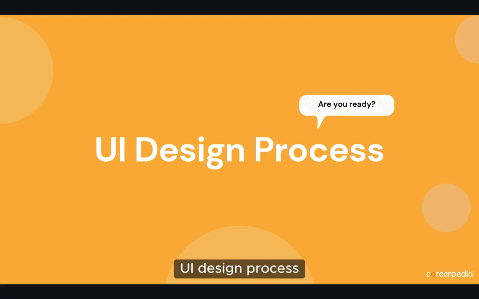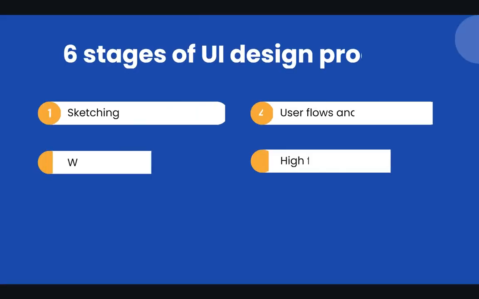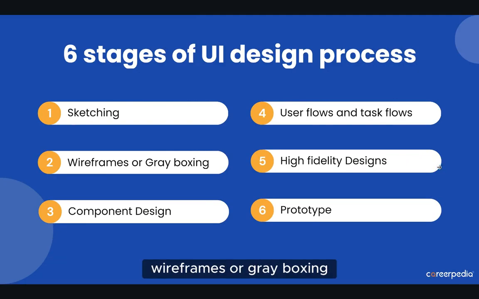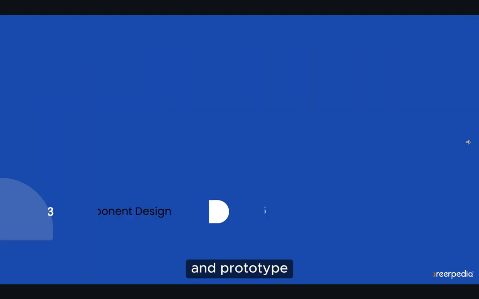UI design process. So there are 6 stages of UI design process: sketching, wireframes or gray boxing, component design, user flows and task flows, high fidelity designs, and prototype.